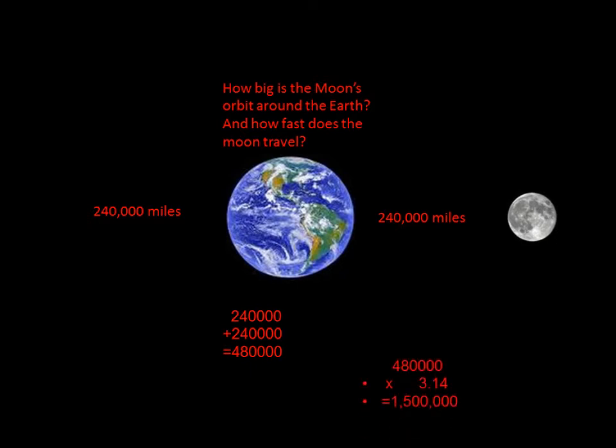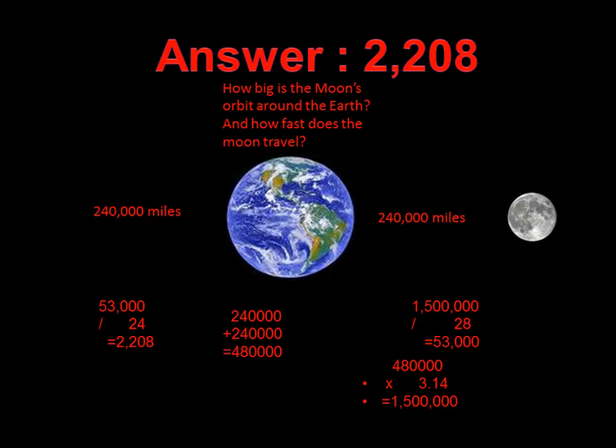Then you times that by pi, which is 1,500,000. And then you divide that by 28 because that's how many days are in a month. And you'd get 53,000. And then you divide that by 24 to get 2,208, and that's your answer.